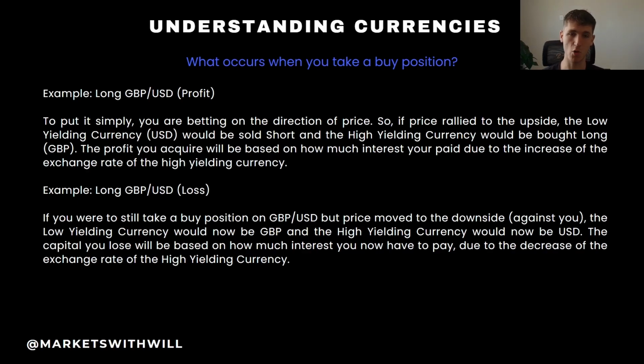And the opposing example is at a loss if you're going long on GBP USD. So if you were still to take a buying position on that asset, but price moved to the downside against you, the low yielding currency would now be GBP and the high yielding currency would now be USD. It's switched. The capital you lose will be based on how much interest you now have to pay due to the decrease of the exchange rate of the high yielding currency instead of the interest that you receive.